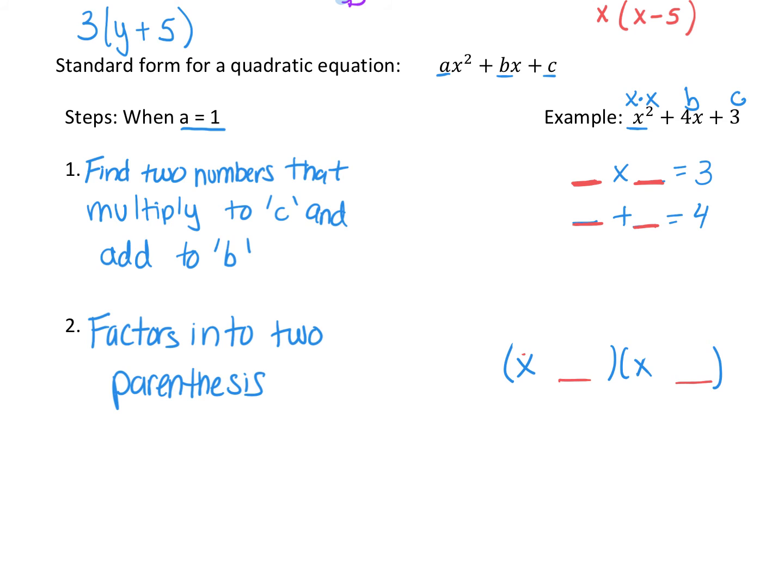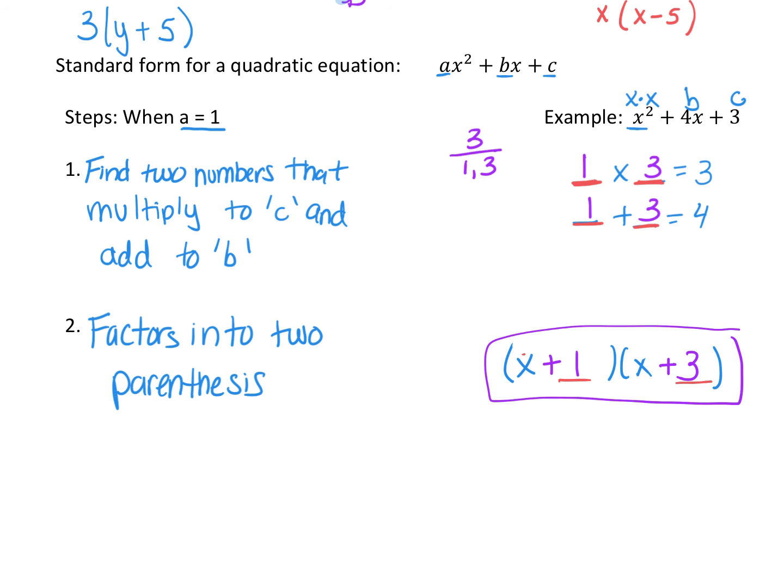So two numbers, things that multiply to 3. This one's a little bit easier because there's only two factors, 1 and 3. But we can always make a t-chart to figure out our multiplication factors. So 1 and 3 will multiply to 3, and 1 and 3 will add to 4. So positive 1 and positive 3 would be my factors. Now, this is my final answer.